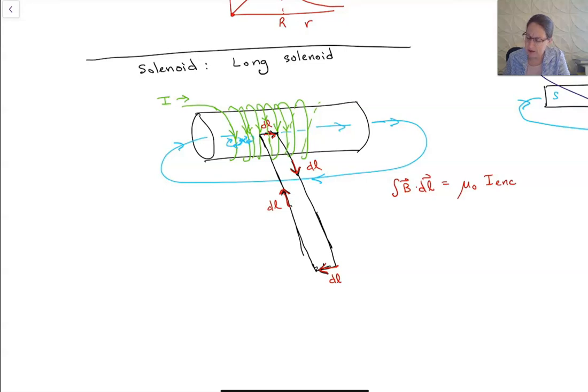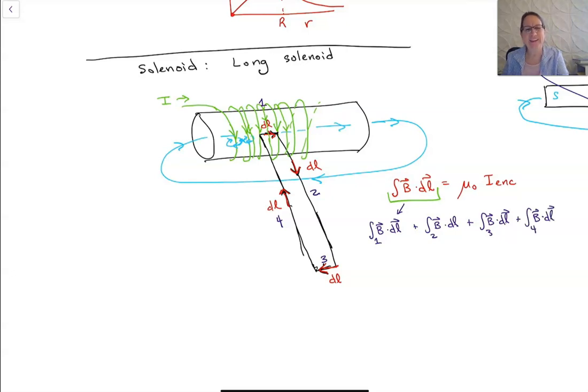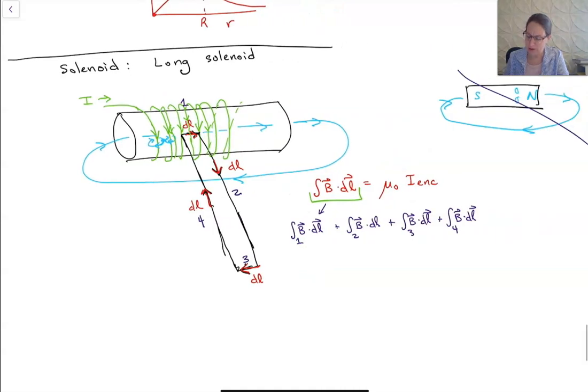But before I look at this right-hand side, I want to pay attention to this because we've got to do this on all of the sides. So we've got to do this on side 1, side 2, side 3, and side 4. Okay? So this now becomes an integral because we've got to go around the whole loop. In this case, it's a rectangle. So this means the integral of B dot dl for 1 plus the integral of B dot dl for 2 plus the integral of B dot dl for 3 plus the integral of B dot dl for 4, which doesn't seem like I'm making it any simpler. This seems kind of complicated at this point.